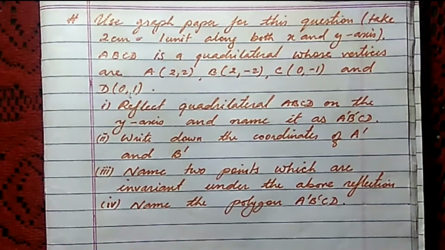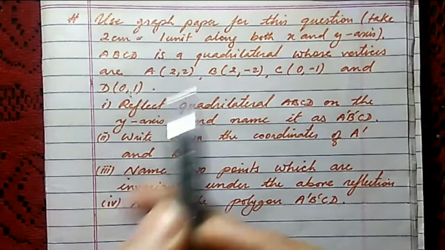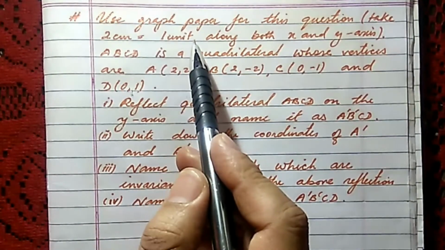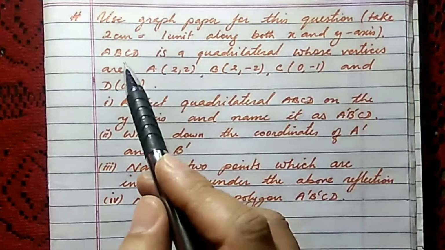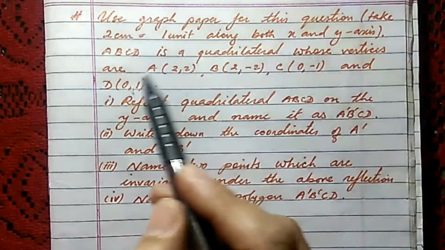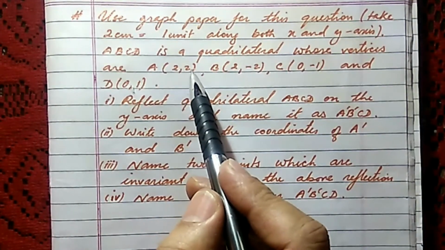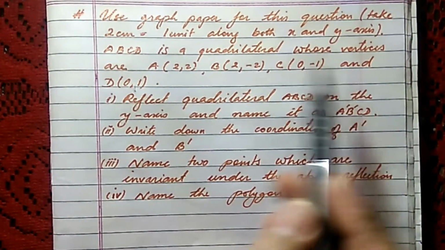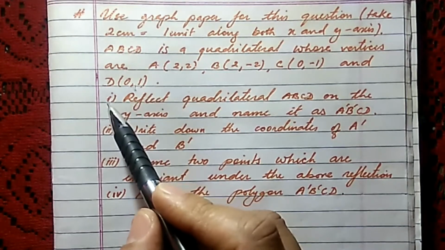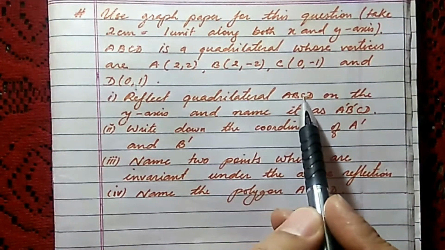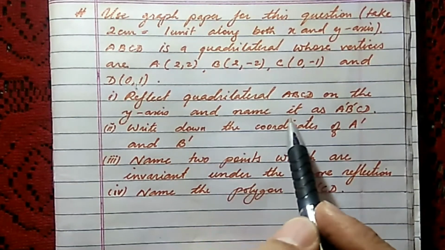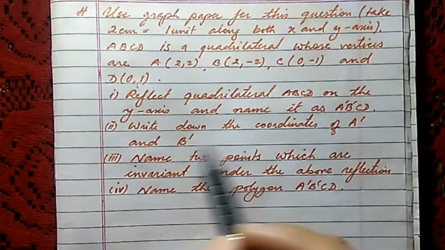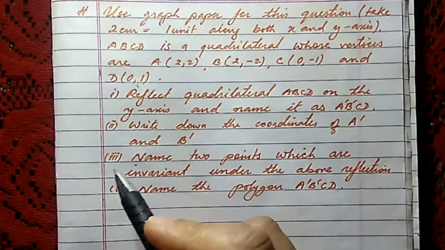Now let us look at another problem. Let me read out the question for you. Use graph paper for this question. Take 2 cm equals 1 unit along both x and y axes. ABCD is a quadrilateral whose vertices are A (2, 2), B (2, -2), C (0, -1) and D (0, 1). Number 1, reflect quadrilateral ABCD on the y-axis and name it A prime B prime C D. Number 2, write down the coordinates of A prime and B prime.